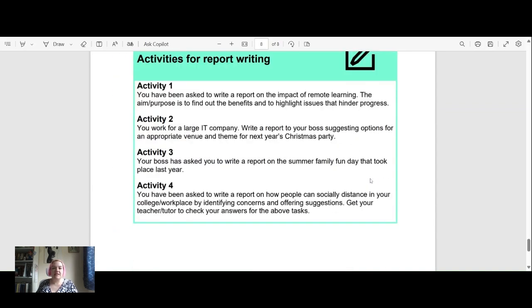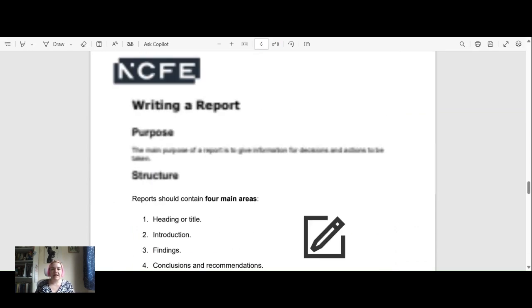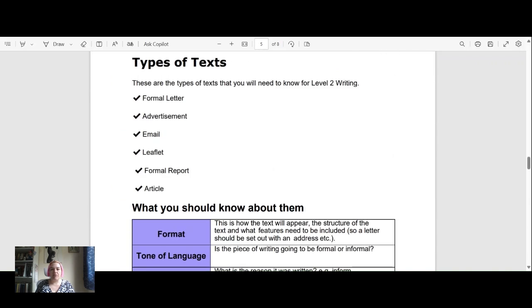So some of the activities that we can use for report writing, I'll just leave them on the screen for a second, so that if you would like to have a go at any of these, you can pause the video, make a note of which activity you would like to complete, and you can always send these directly straight back to us via my email account. So that is it for writing a report.